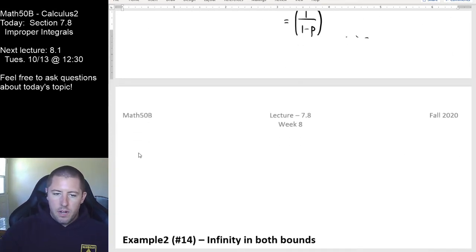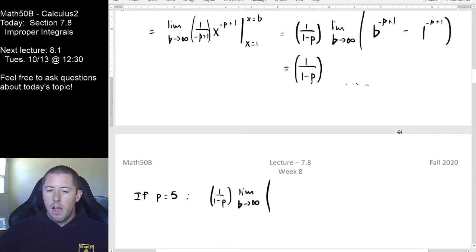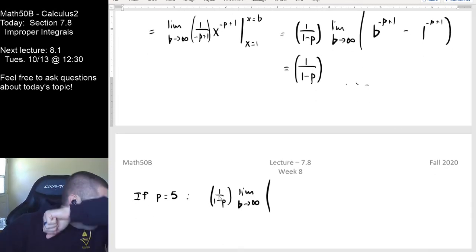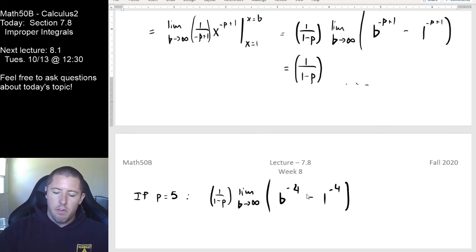Notice that if p is, for example, 5, then we would be looking at 1 over 1 minus p, limit as b goes to infinity of b to the negative 4 minus 1 to the negative 4, right? So I've plugged in p equals 5, at least over here.